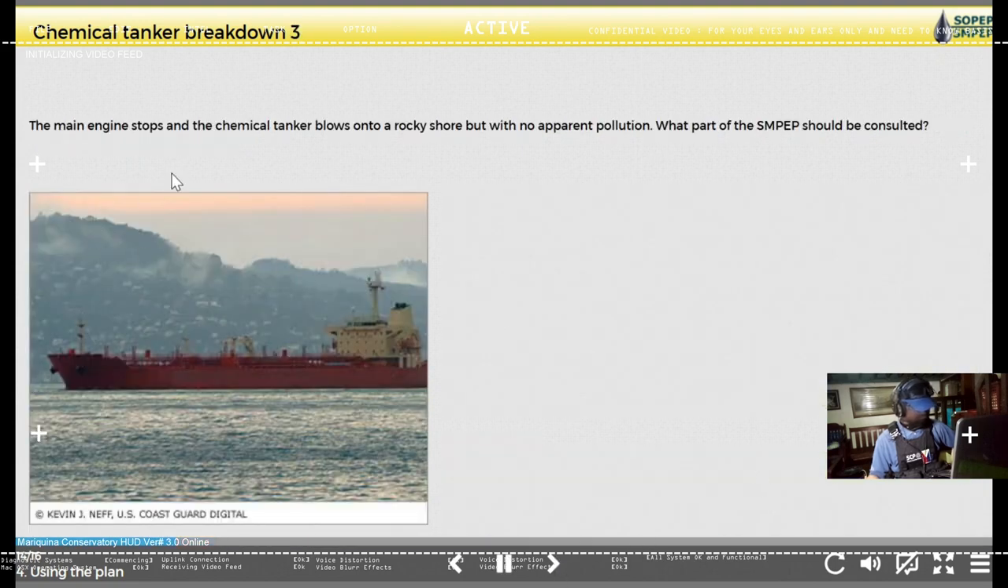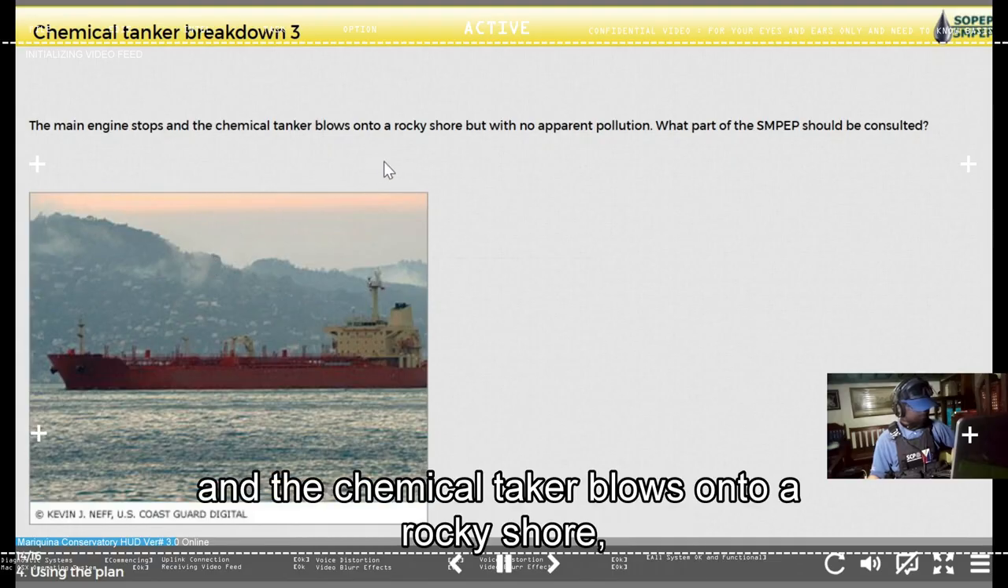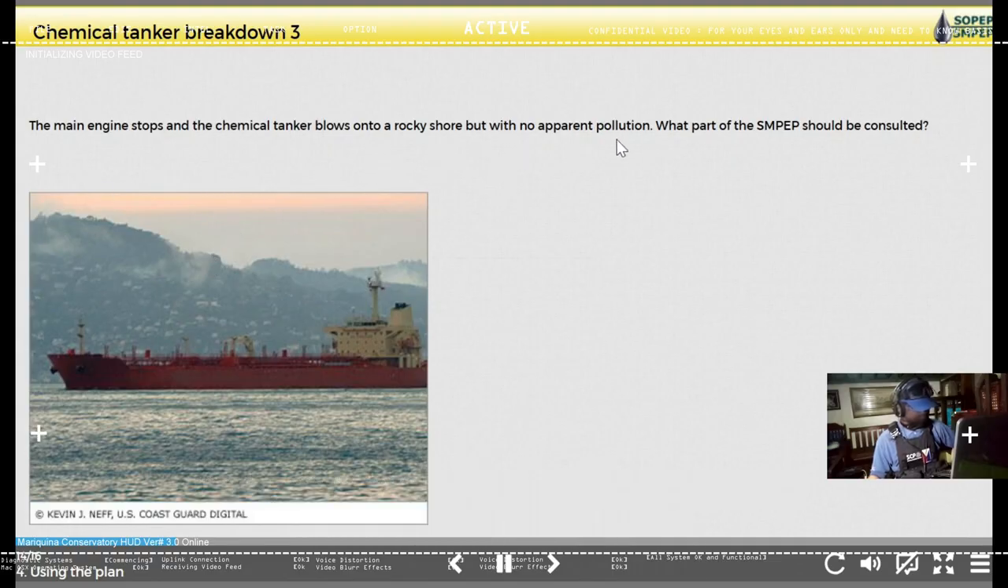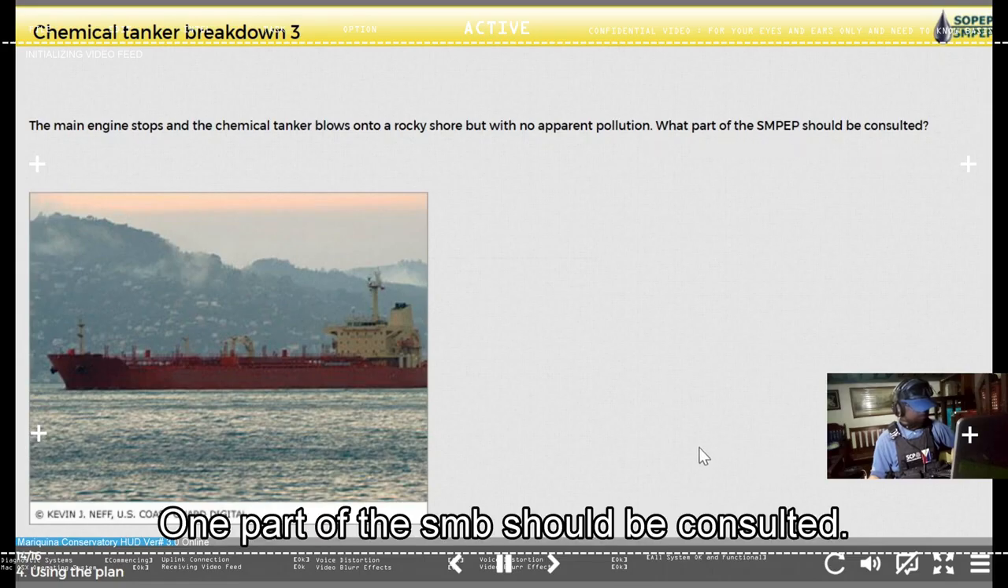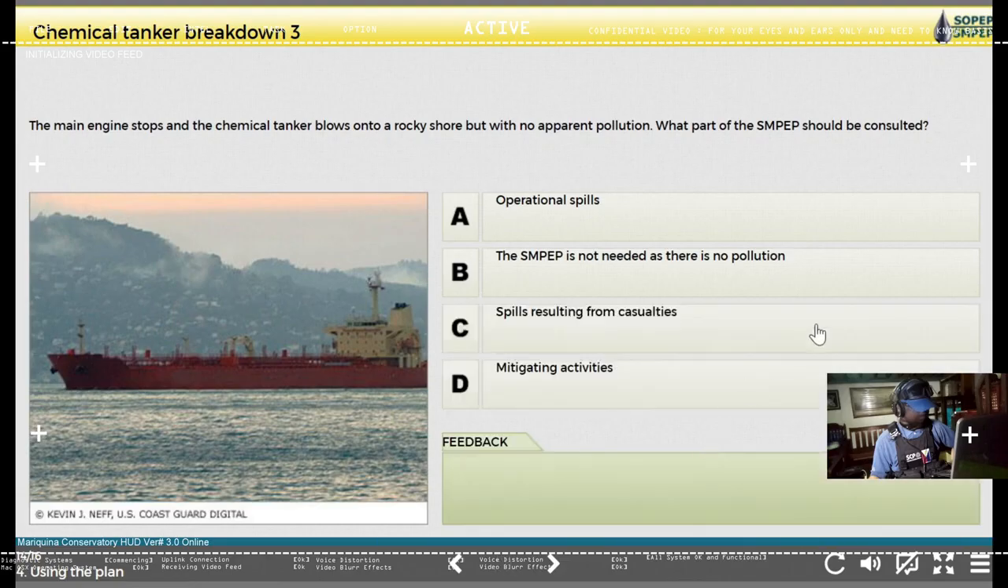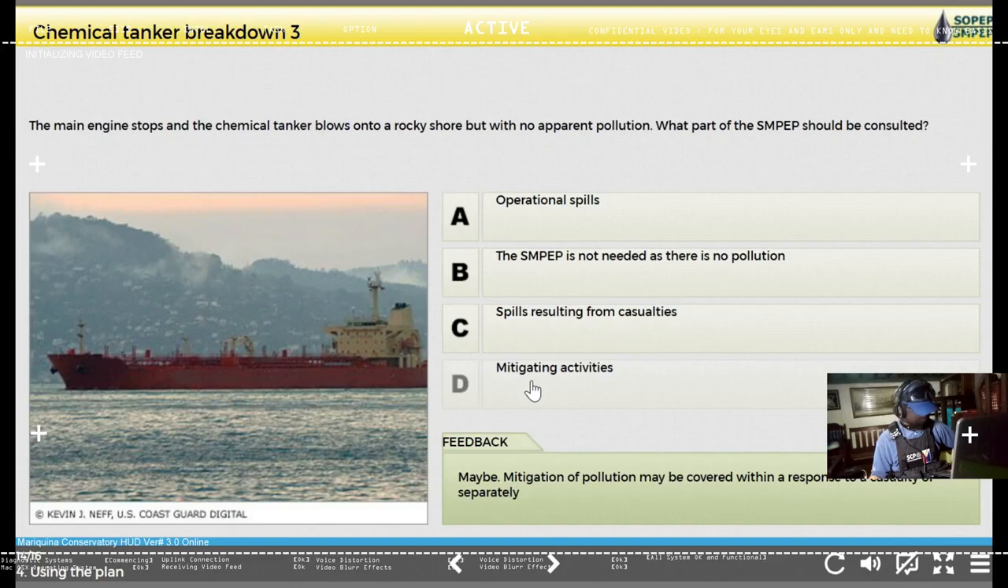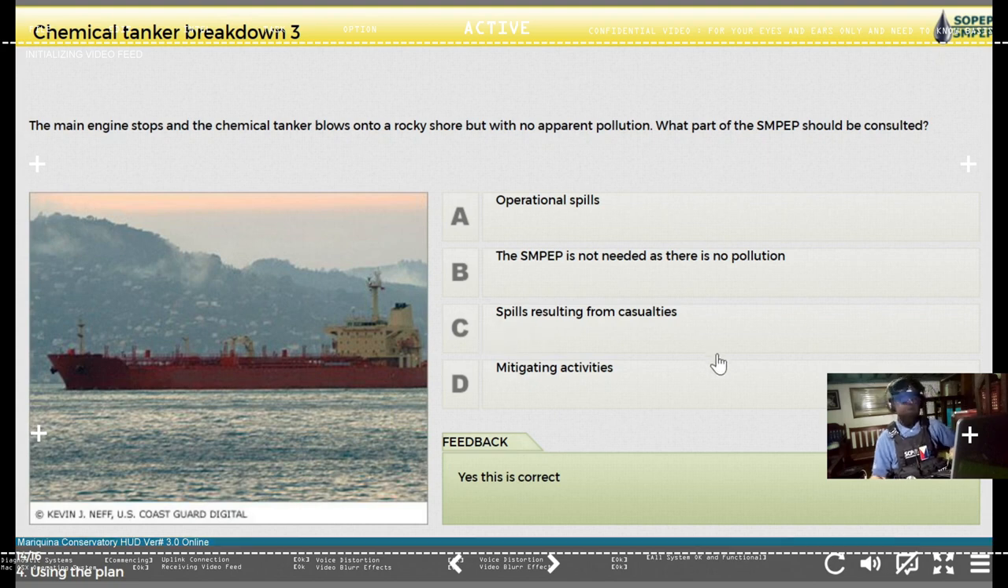The main engine stops and the chemical tanker blows onto a rocky shore, but with no apparent pollution. What part of the SOPEP should be consulted? Alright, operational spills. I think it's letter D. Maybe. How about... No. So it's letter C, spills resulting from casualties. So the first option will be C, and then the second option will be mitigating the activities.